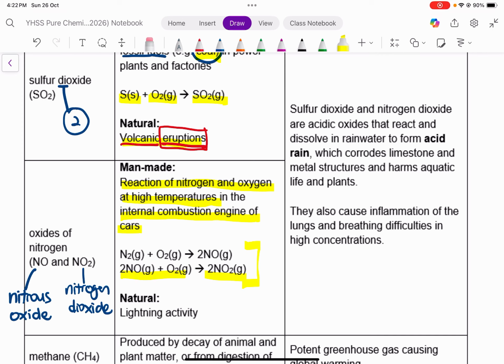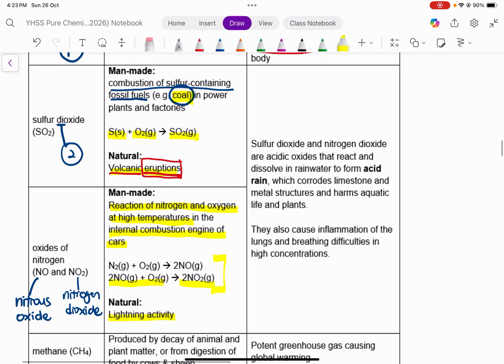Now, oxides of nitrogen can also be formed through a natural source, lightning activity. So when lightning flashes down the sky from the atmosphere to the ground, lightning activity is also able to produce oxides of nitrogen. Okay? In a sense, the lightning activity provides the energy needed for nitrogen to react as well.